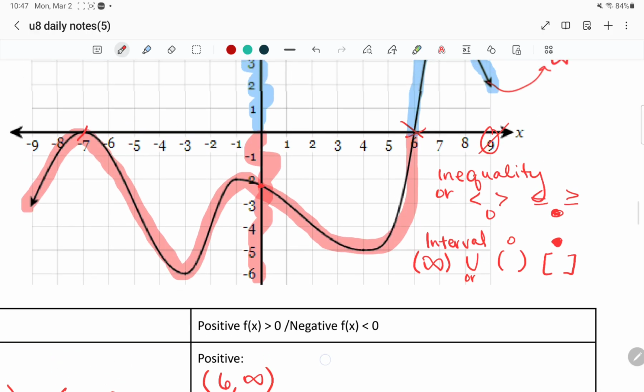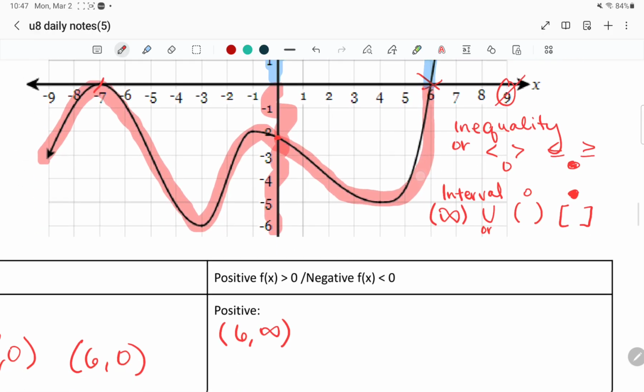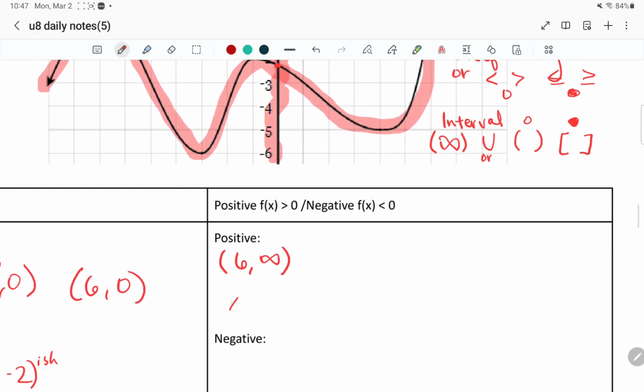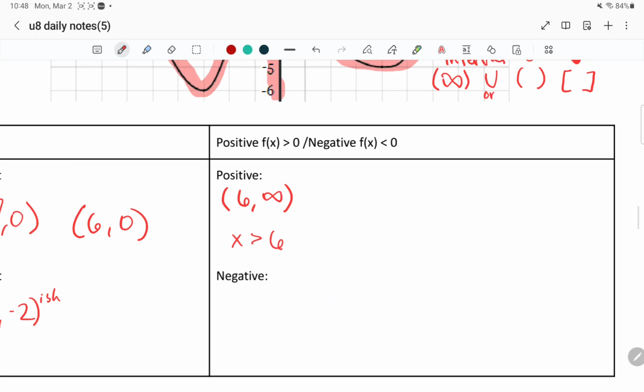If I were saying this in inequality notation, I would be saying, well, everything bigger than 6. X is greater than 6. Okay. X values. Should we add that? We always do X values.